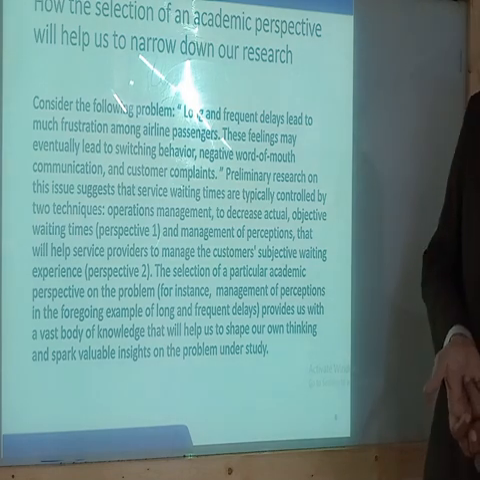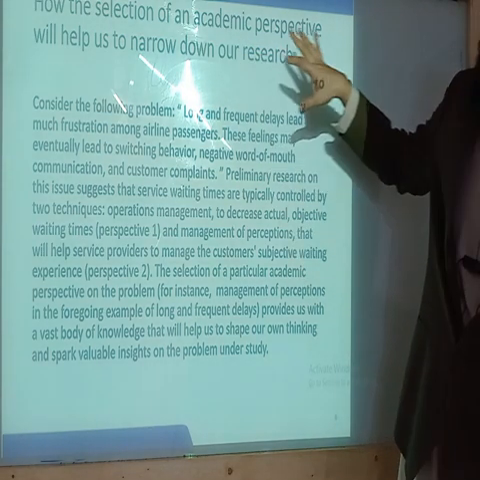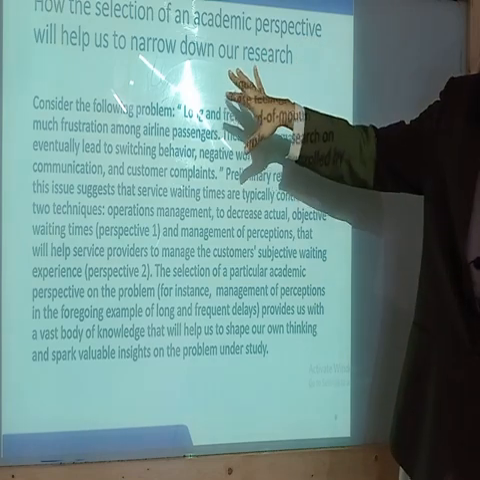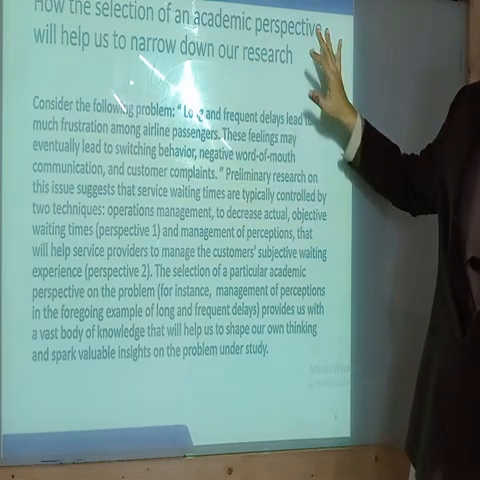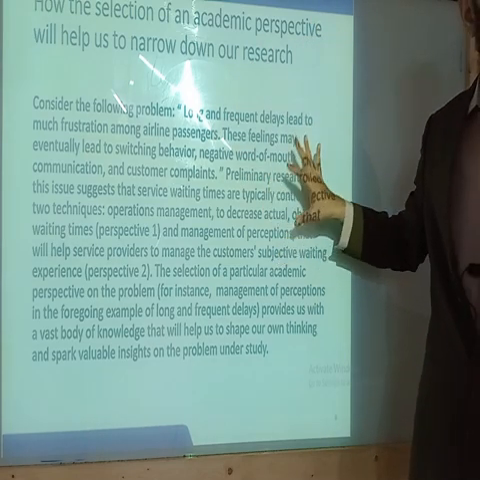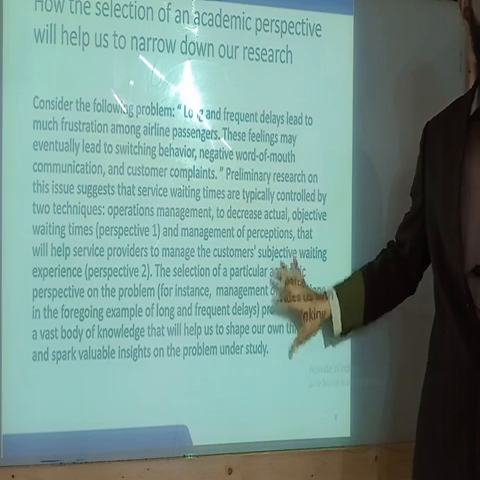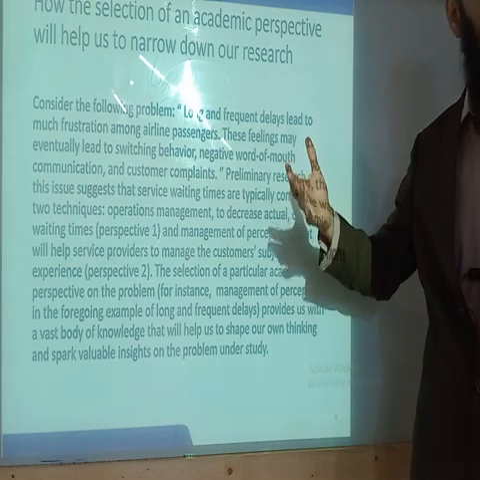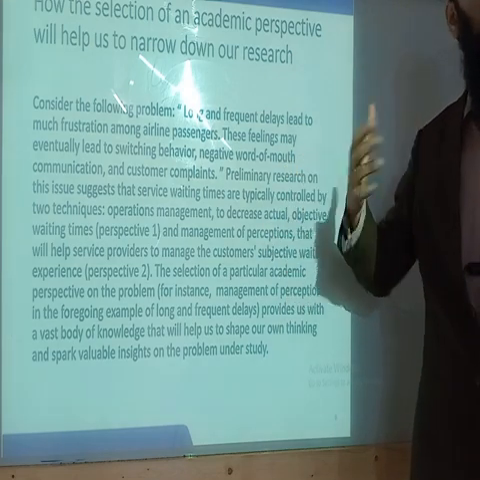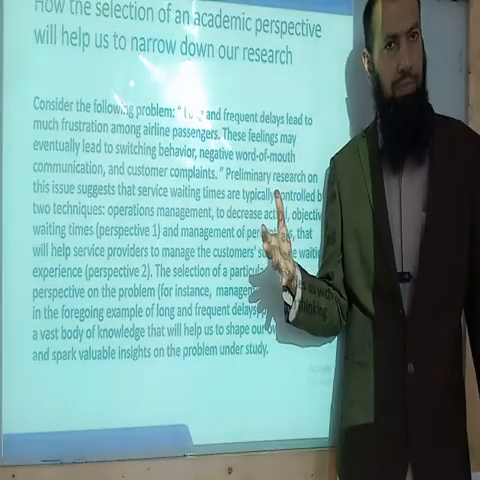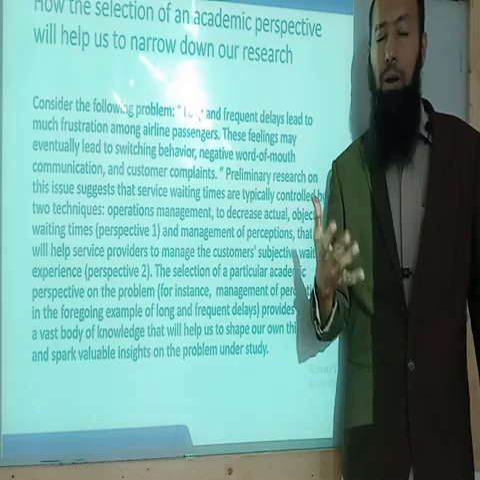Okay. So you see how the selection of an academic perspective will help us narrow down our research. Whenever we come across any problem, we need to look at the literature. Literature gives you a different perspective. One problem can have different solutions or different reasons.